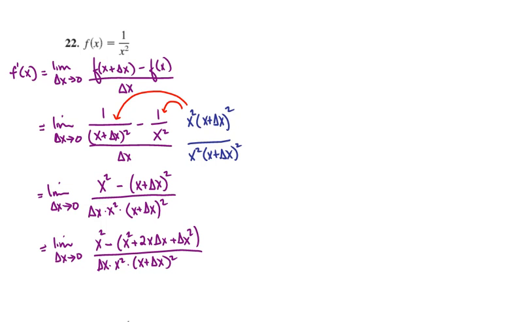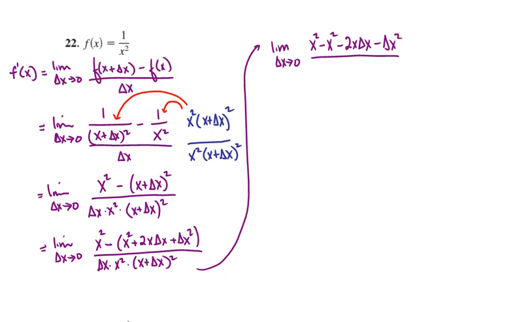Now when we do this, our numerator, and we apply that negative sign to everything in the numerator, we're going to end up with limit as delta x approaches 0, x squared minus x squared minus 2x delta x minus delta x squared. And that's all over delta x. Now once again, anything that doesn't have a delta x should disappear, and the x squared minus x squared does. And leaving limit as delta x approaches 0, I'll factor out a delta x.